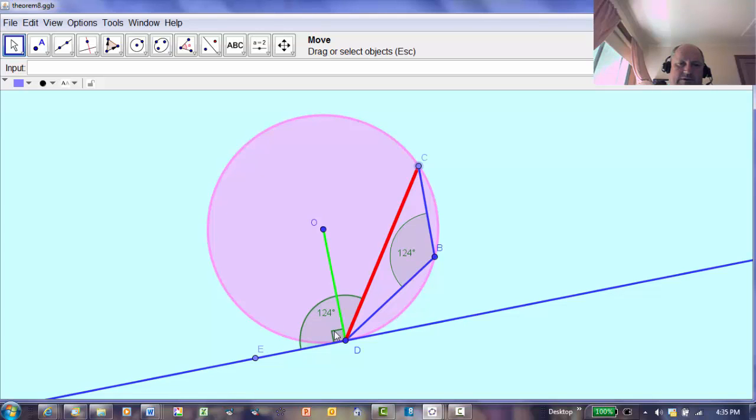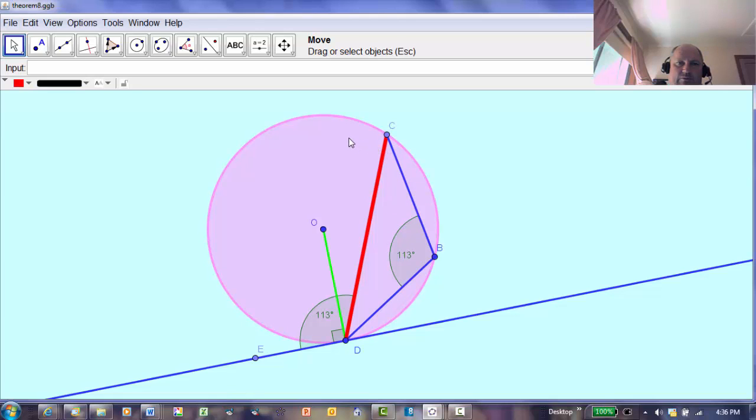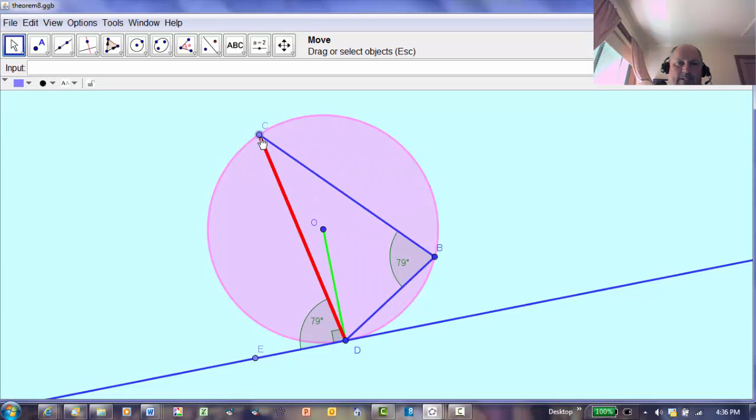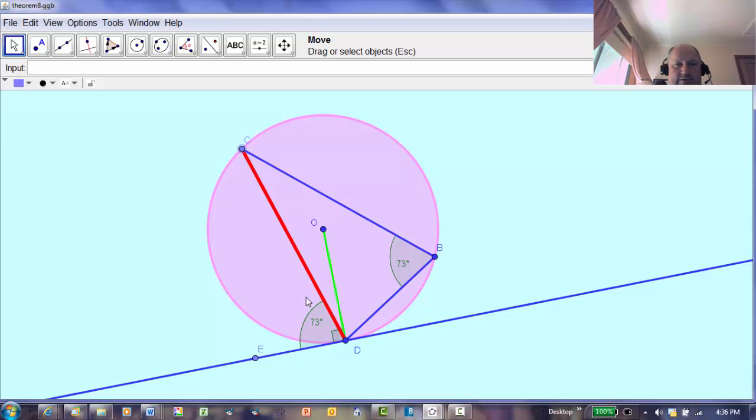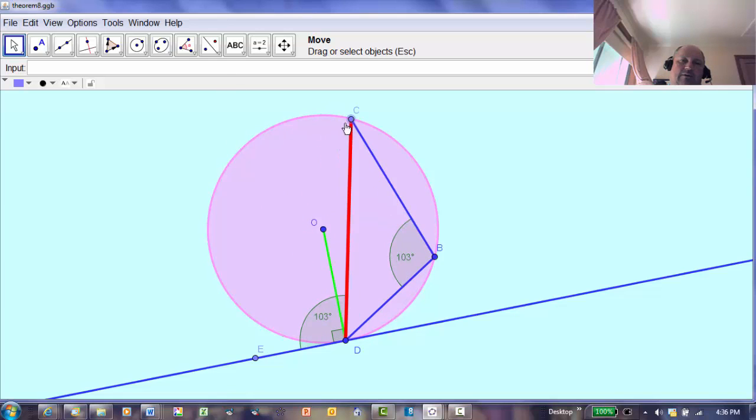Now we know it's 90 degrees in between the radius line and the tangent, but this angle here will be equal to this angle here. So if I move point C around the circle, you'll see that the two angles will stay equal. Either side of the chord, in each segment, the angle between the chord and the tangent is equal to the angle on the other side of the chord in the alternate segment. So that's why it's called the alternate segment theorem. So it's also related to tangents.